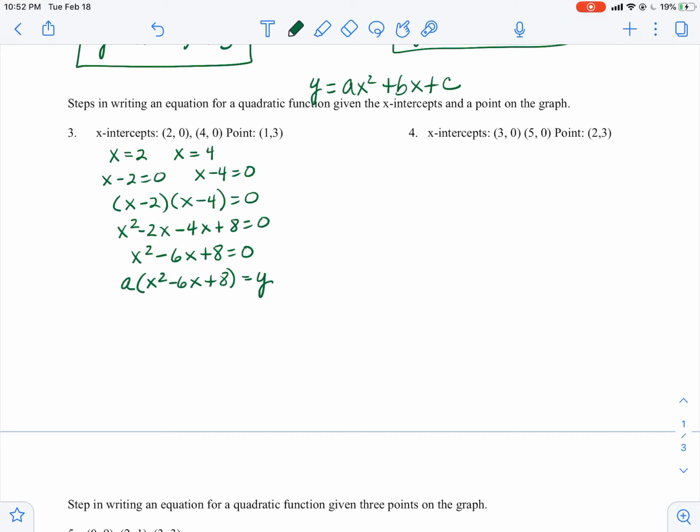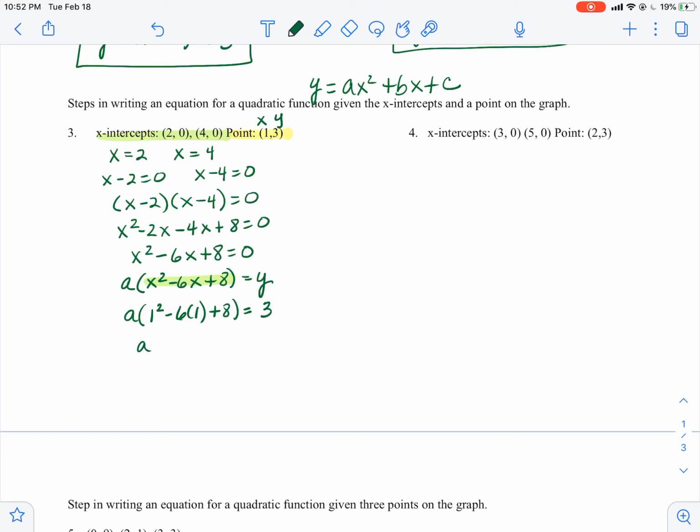Now I'm going to go back to what else I was told. By using this piece, I now have this piece of my equation. But I'm also given the point (1, 3). So I can use that point to find my a value just like I did above. So here we have a times, and this would be my x and my y, so it would be 1 squared minus 6 times 1 plus 8 equals y, which is 3.